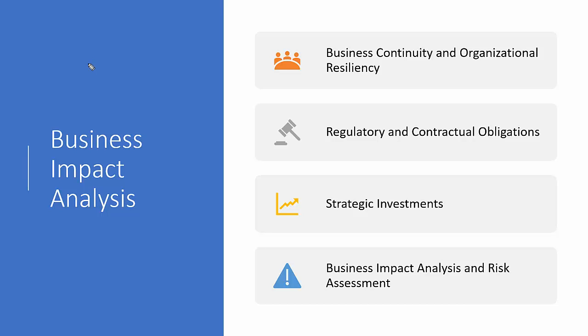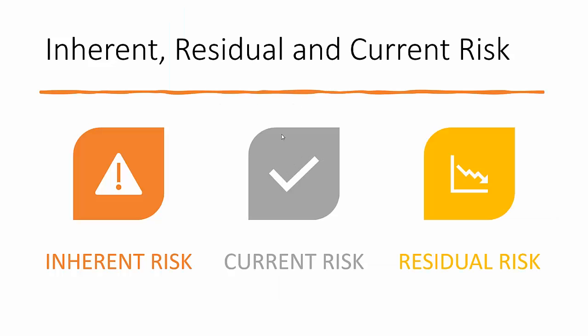If you see my BCP BIA video, you can get an understanding of that function, what BCP is. Then once we are done with all the analysis, we need to map this risk as inherent, residual and current risk. Inherent is the first risk.